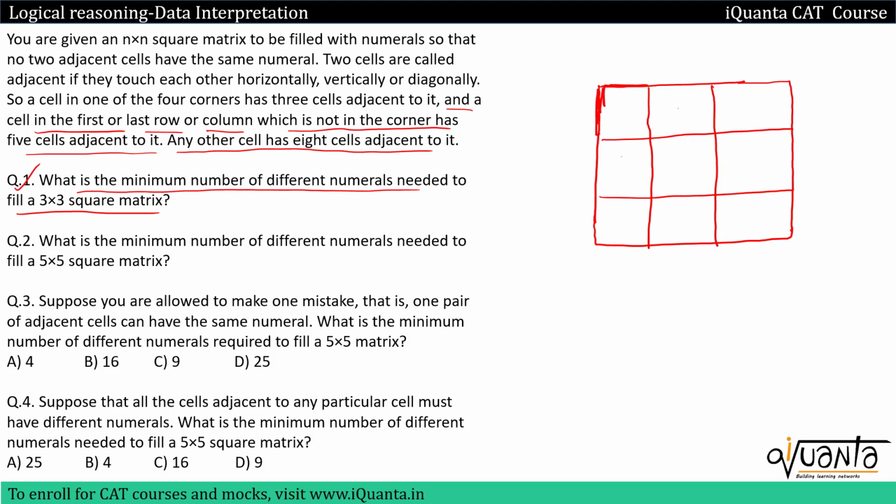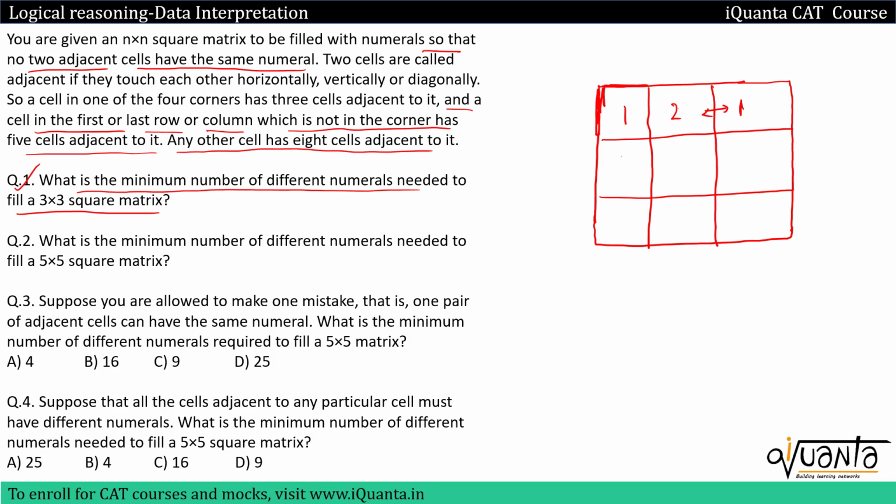So let us start filling the 3 cross 3 matrix. We were given that no two adjacent cells must have the same numeral. So if I fill 1 over here, I'll have to fill 2 over here. If I fill 2 over here, we have to minimize the number of numerals. So I can fill 1 over here because now 2 1 they do not have same numbers. These two cells, they are adjacent and do not have same numbers.